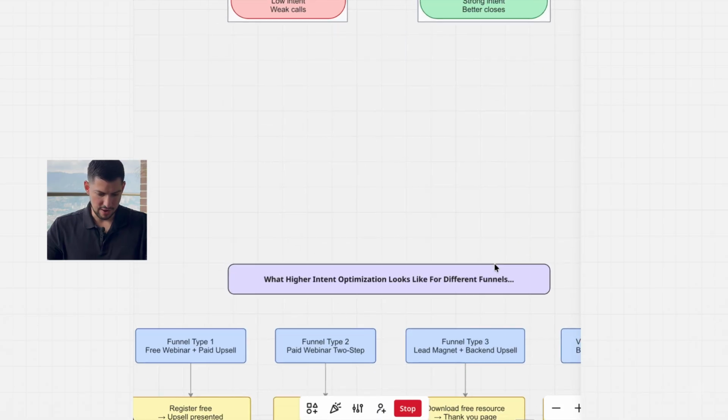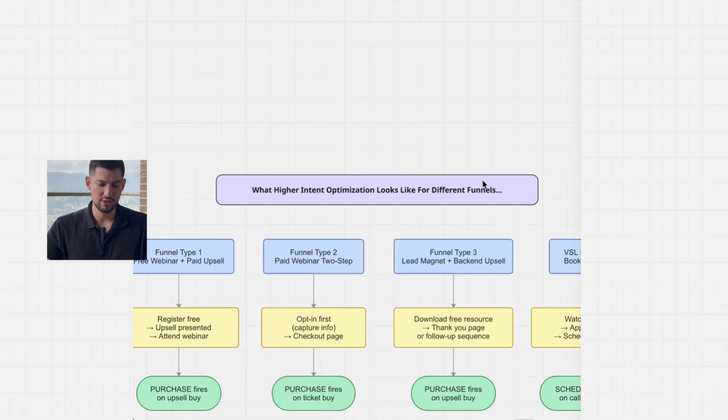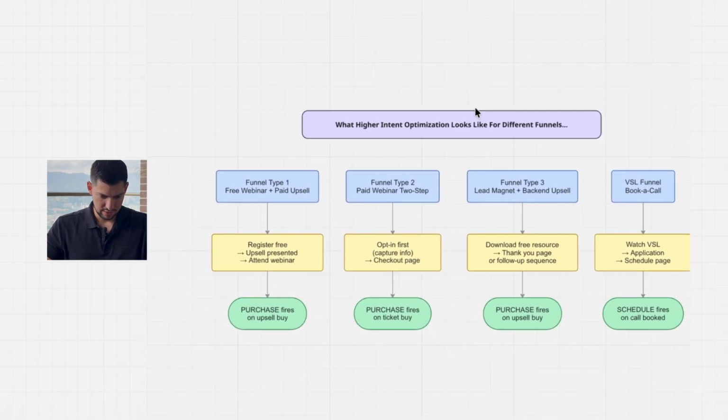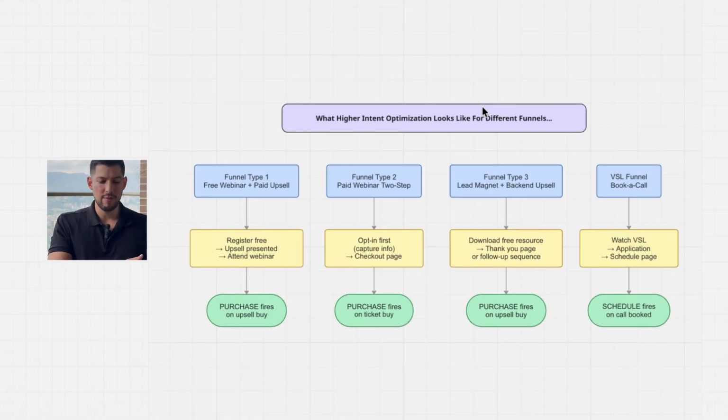So let's talk about how you can actually implement this across your different funnels. So if I just zoom out here a little bit. All right. So first funnel I mentioned, let's say that you run a free webinar. You're like, Juan, I like a free webinar. I don't want to put too much friction right now. No problem. So if you're running a free webinar, here's how I would do it.